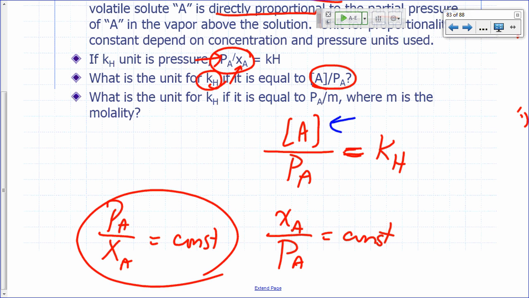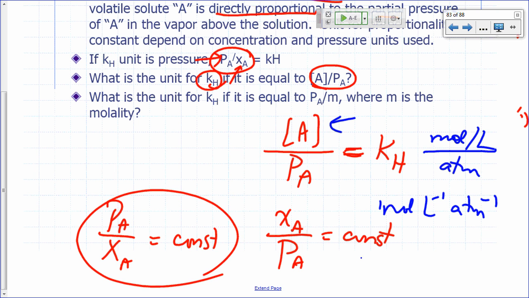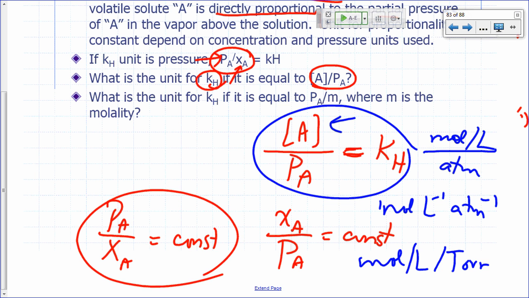What's the unit for the concentration of A? Moles per liter, right? What's the unit for pressure? Atmosphere or torr or whatever. So in your case, if you see a Henry's law constant given as moles per liter per atmosphere or moles per liter per torr, that means this is the expression that constant is being used for.